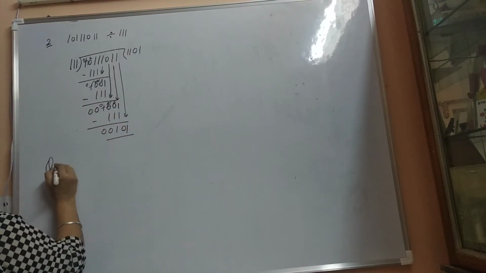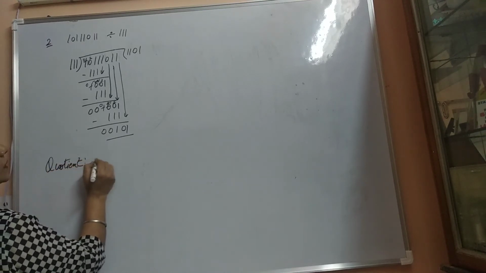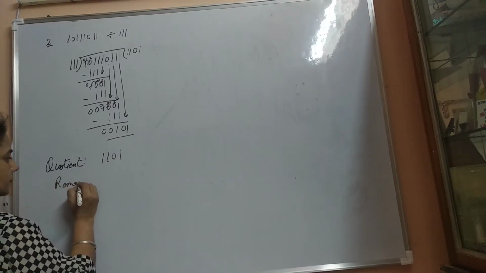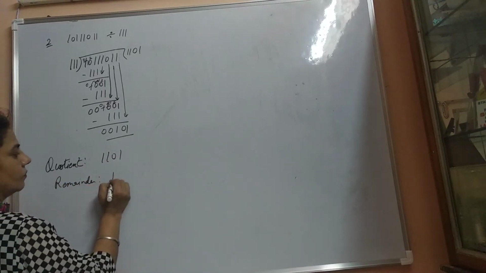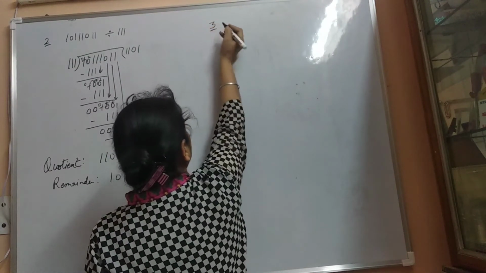So I have the quotient as 1101 and the remainder 101. Take another example.